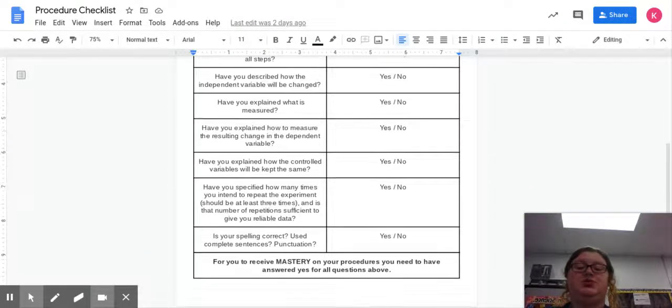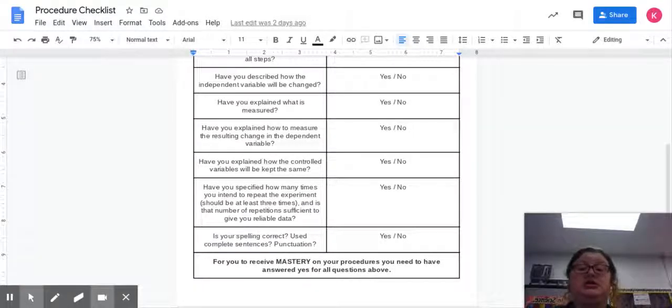You also need to explain how the control variables are kept the same. So for every experiment, there are things that cannot change between your trials to ensure that you are getting accurate results. So you also need to explain within your procedures how you're keeping the controls the same. Are you doing something at the same time every day? Are you using the same place every day? And that is all information that should be answered in your procedures.